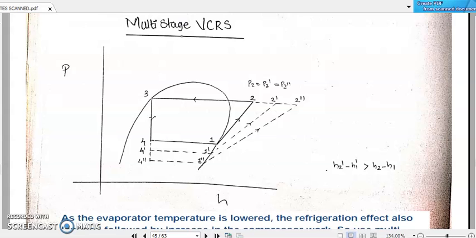Hello, dear students. Let us continue our discussion on refrigeration and air conditioning. So now we are going to enter the third module. In the first two modules, we have talked about the introduction to our refrigeration system.